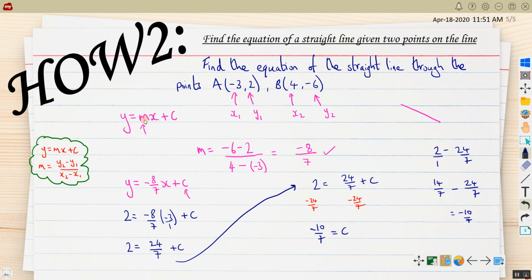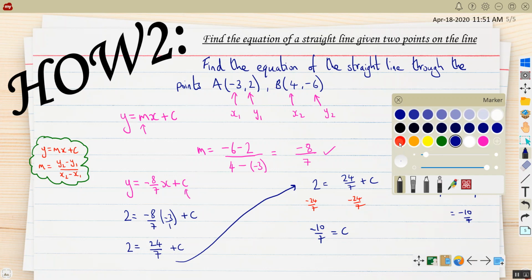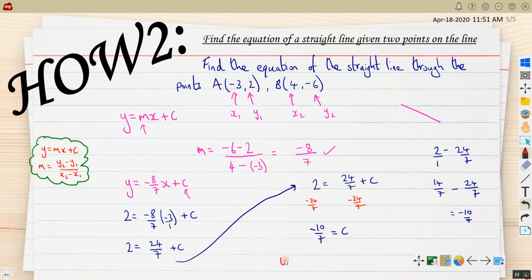So I've worked out my value of m, the gradient. I've now worked out the value of c, which is my y-intercept. So the equation of my straight line is, let's use a different color, y equals the gradient, negative 8 over 7 times x plus c. So I'm plussing negative 10 over 7, which is just the same as taking away 10 over 7. So that is the equation of the straight line that passes through these 2 points.